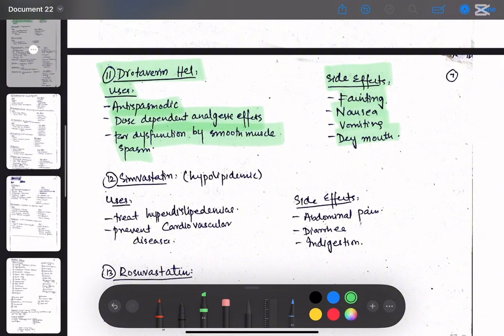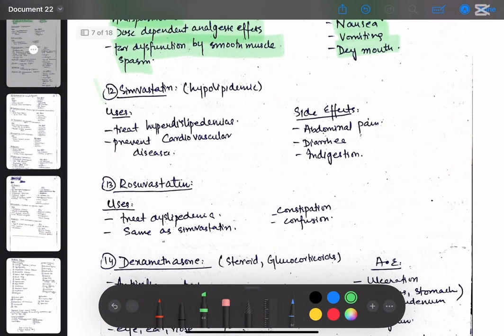Okay, now the next drug is simvastatin, which is a hypolipidemic. What is simvastatin? It is a hypolipidemic. This is the key point. You should remember this, that simvastatin is a hypolipidemic. The uses are that it treats hyperlipidemias and it prevents cardiovascular diseases.